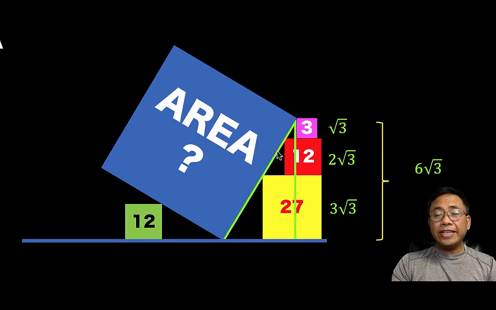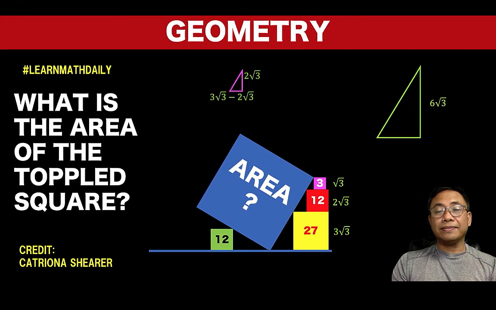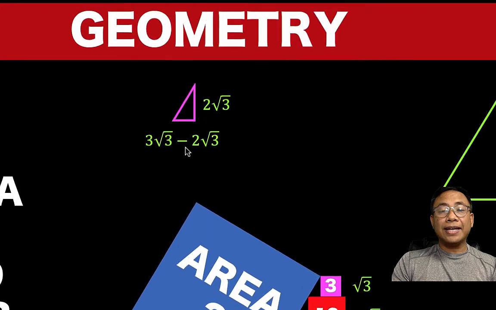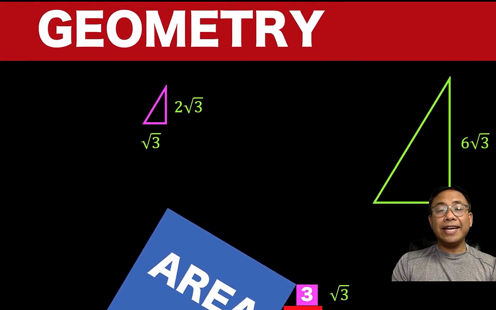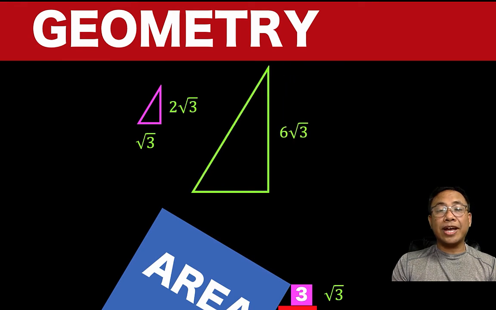Then we are also interested in the smaller pink triangle. The height of this pink triangle is 2 square root of 3, but the base of the pink triangle would be the difference between the side length of this yellow square and the side length of the red square. Let's isolate these 2 triangles. We can now simplify this as 1 square root of 3, or simply square root of 3, and let's investigate the angles of these 2 triangles.